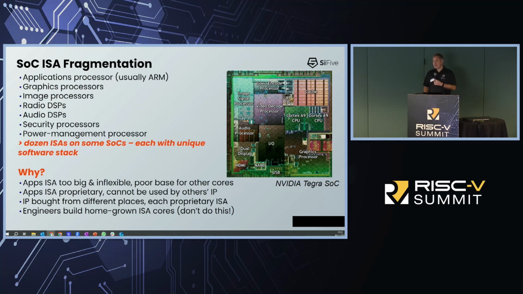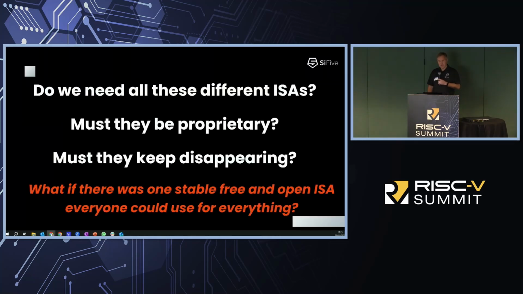And that was really the founding concept behind RISC-V: do we need all these different ISAs? Should they be proprietary? Why do they keep disappearing? And wouldn't it be better if there was a stable, free, open instruction set that everybody could use for every use case? And that was really the founding principle behind RISC-V.